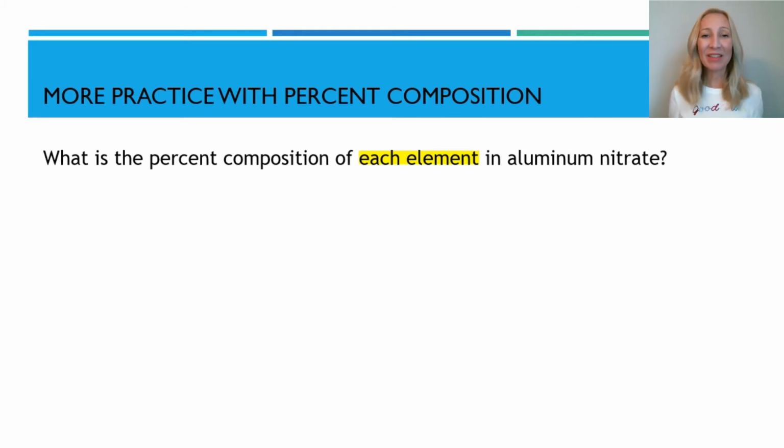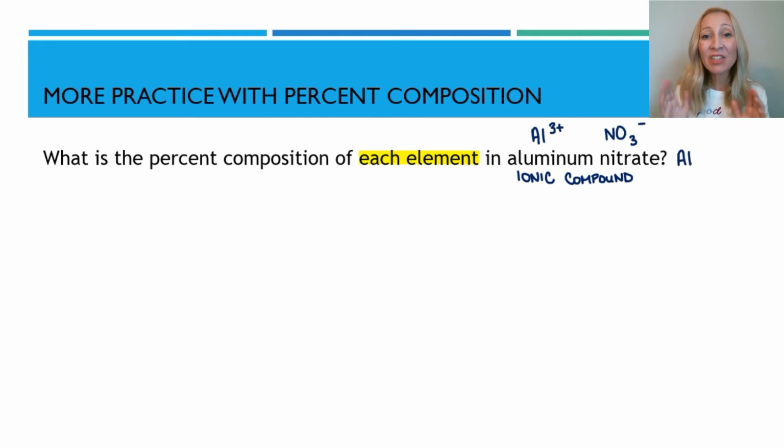Okay, so the tricky part of this one is probably writing the formula for aluminum nitrate. Aluminum nitrate is an ionic compound. Aluminum and nitrate, they're both ions. When aluminum metal forms an ion, it has a charge of +3. So aluminum has a +3 charge. Nitrate is a polyatomic anion with a charge of -1.